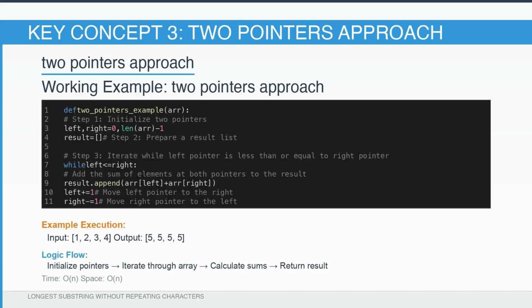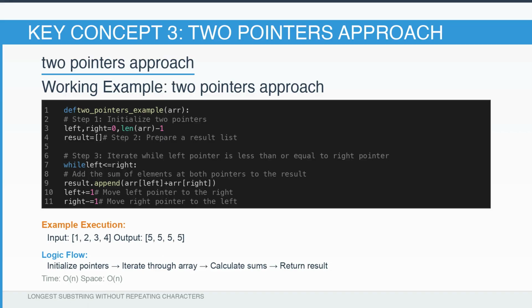computer scientist. The function we're looking at uses the two-pointers technique to process an array. First, we initialize two pointers, left, which starts at the beginning of the array, and right, which begins at the end. This setup is crucial as it allows us to traverse the array from both ends simultaneously. Next, we create an empty list called result to store our outcomes. The core of our logic is in the while loop, which continues as long as the left pointer is less than or equal to the right pointer.